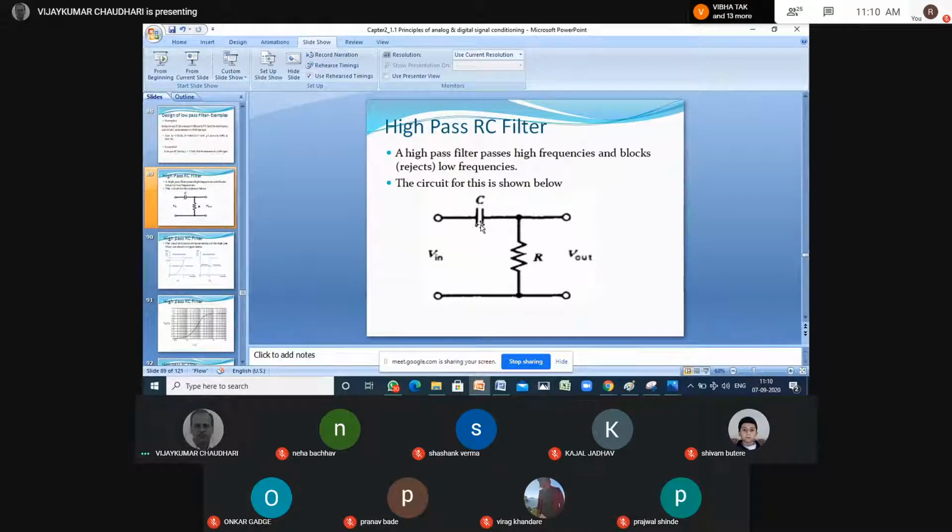Whereas for low frequencies, Xc is 1 upon 2 pi fc, f being very low, Xc will be very high, and the output amplitude of those low frequency signals will be very less as they are blocked by this capacitor. So this way the circuit containing C in series and R in parallel works as a high pass filter circuit.